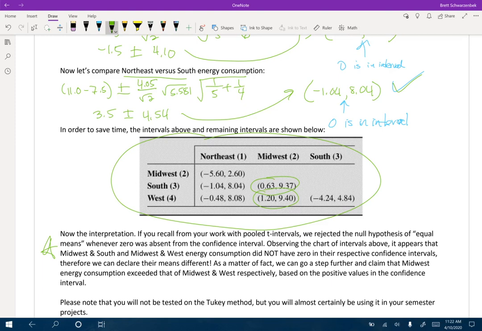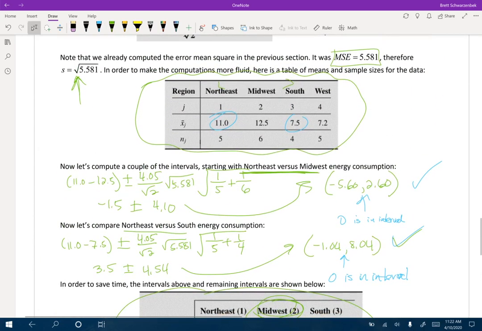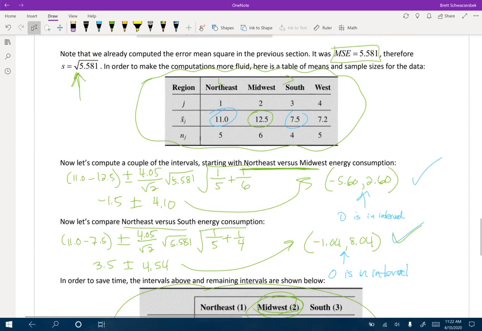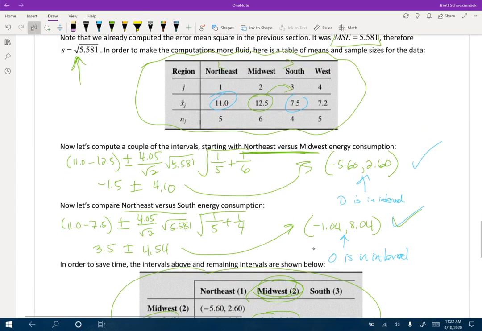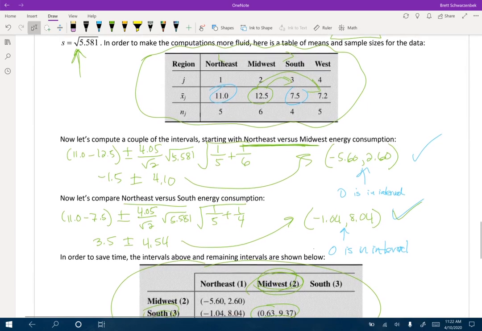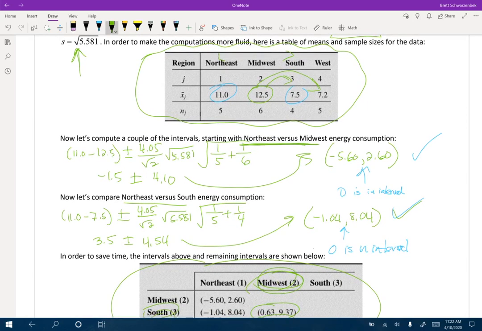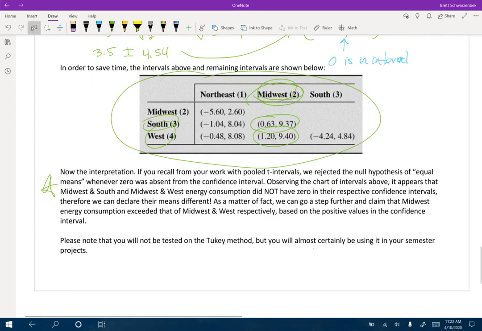And to be clear, since Midwest comes first here, we did Midwest minus South and Midwest minus West to get these values. Note that they're positive. So it also tells us that the Midwest is significantly higher than the other two. Now let's just verify that here. Can you see that Midwest is 12.5 and we're comparing it to South and West? So you can see that the means are just significantly higher. So it makes sense that that is the case in this scenario based on these values.